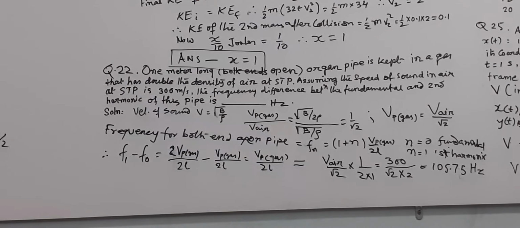Now frequency for both end open pipe will be within bracket 1 plus n, v over twice L. And now n equal to 0 means fundamental, n equal to 1 means first harmonic. So their frequency difference f1 minus f0 will give us velocity of the pipe which is filled with gas divided by twice L. Putting all the data, it will be 105.75 Hertz.